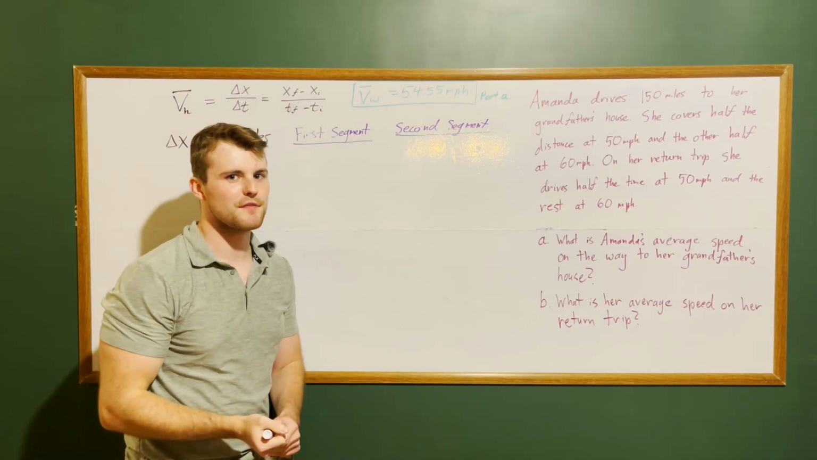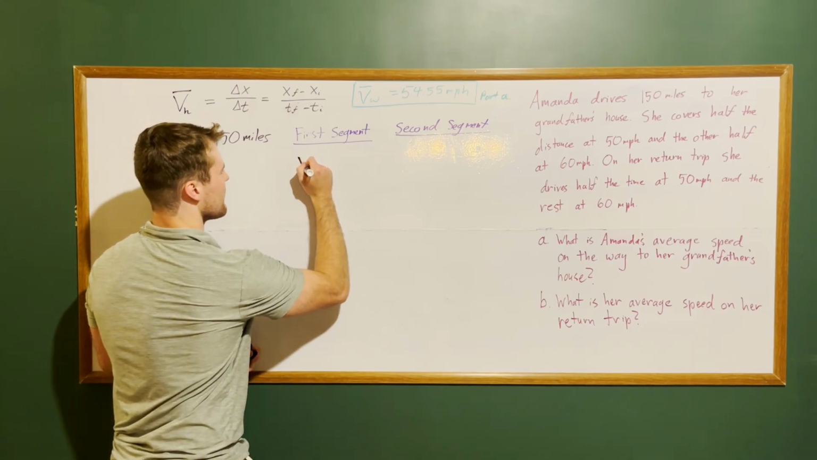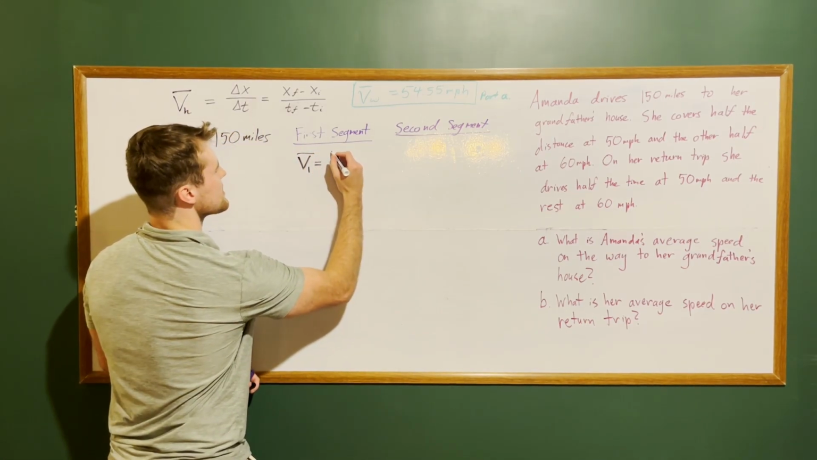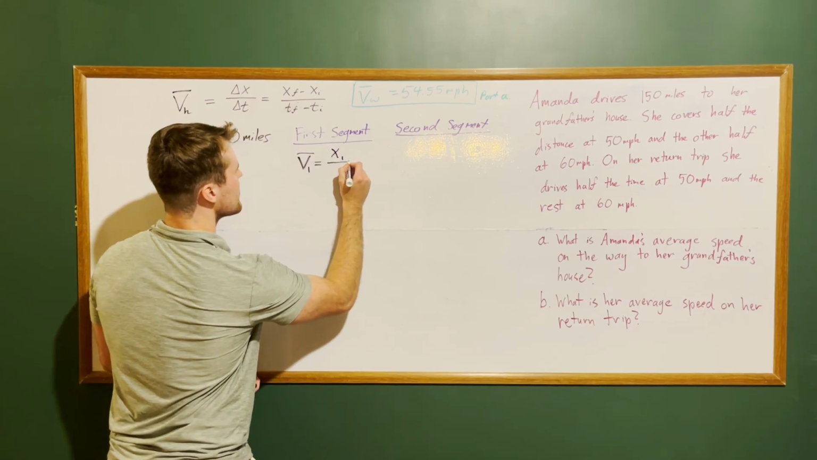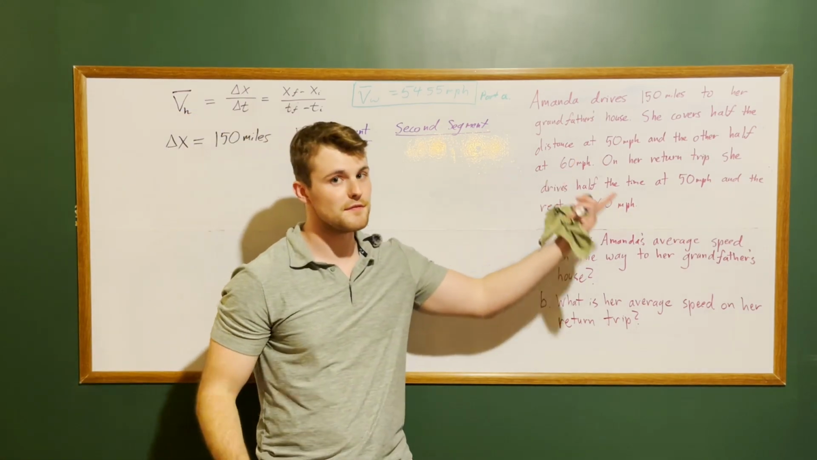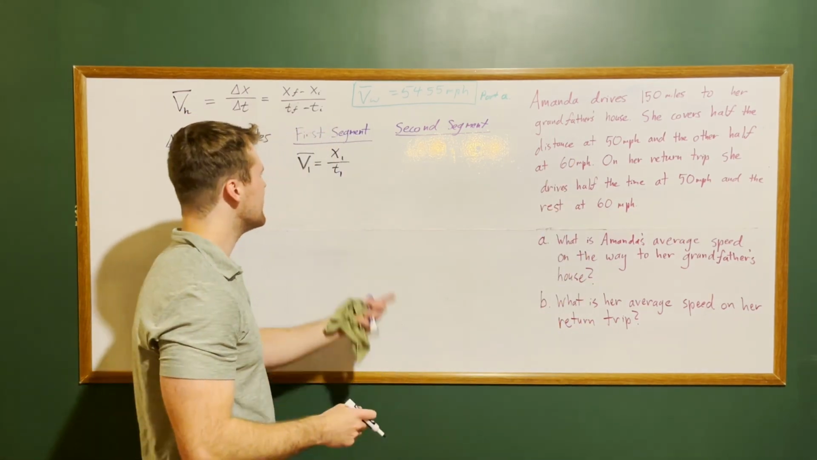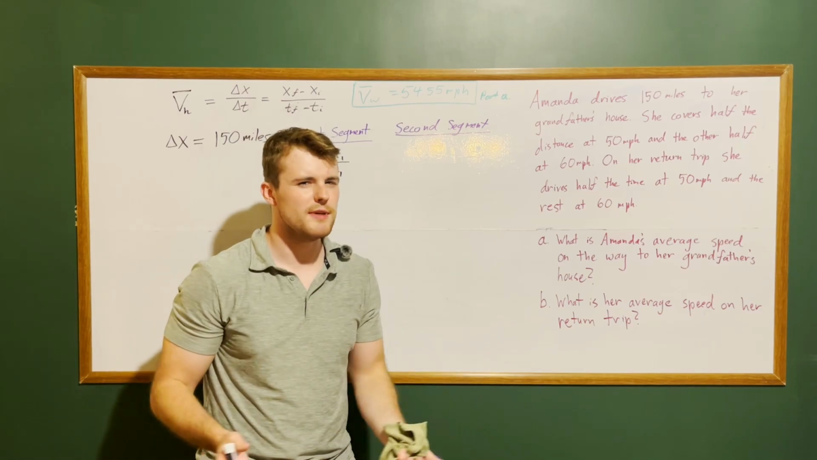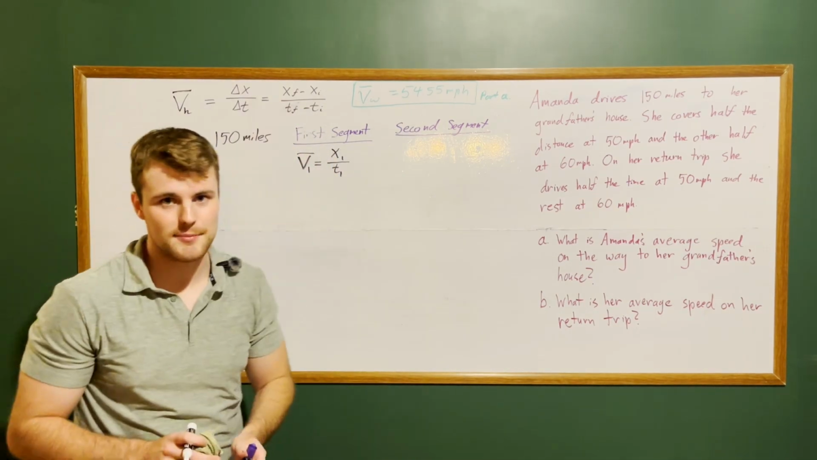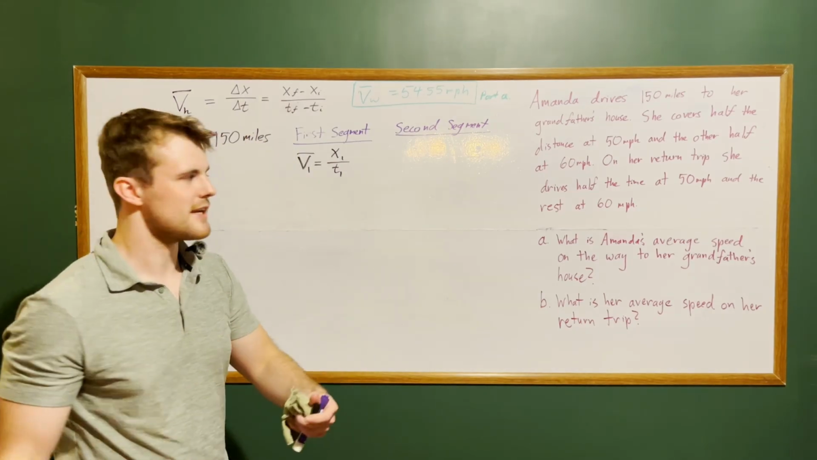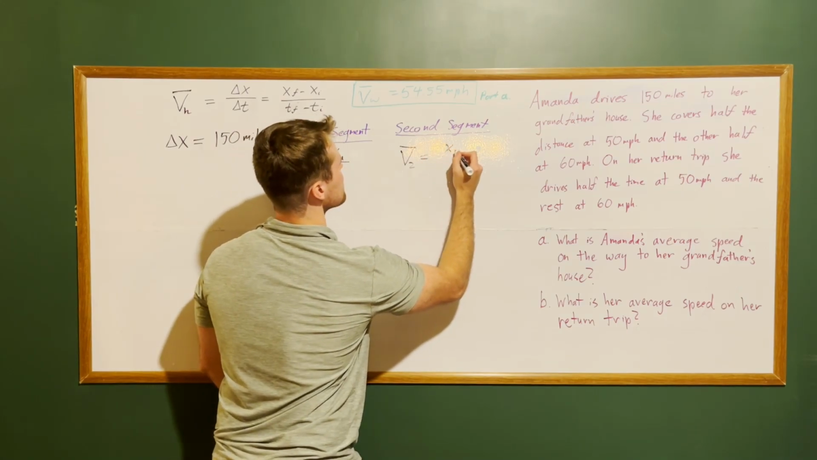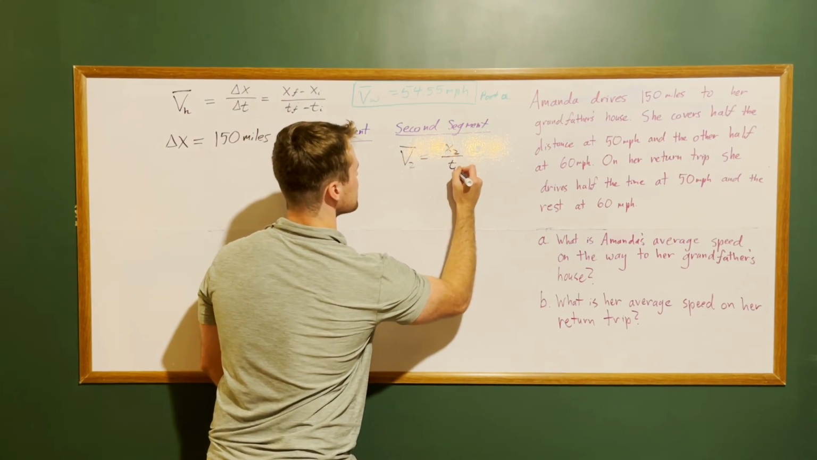Okay, so what do we know about our first segment? Well, we know that our first velocity, half the time home, v sub 1, is just x sub 1 over t sub 1. So this velocity is just going to end up being the 50 miles per hour that she spent in the first half of her trip. This x sub 1, we don't know. We can't just say it's half of this because Amanda is going 50 miles per hour for half the time, not half the distance. So let's write out our second segment. v sub 2 equals x sub 2 over t sub 2.